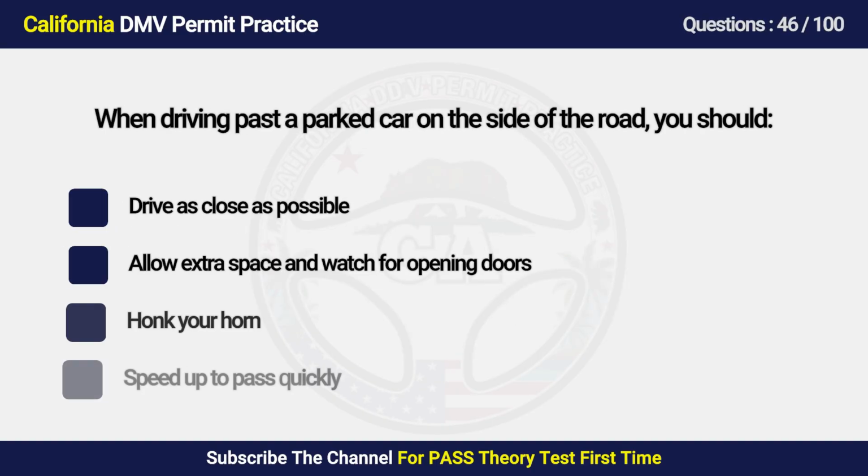Question 46. When driving past a parked car on the side of the road, you should A, drive as close as possible, B, allow extra space and watch for opening doors, C, honk your horn, D, speed up to pass quickly.